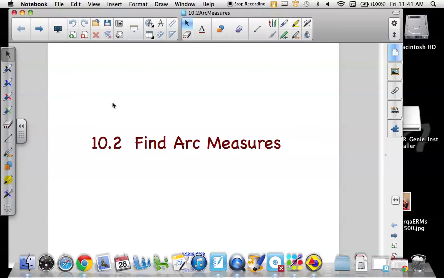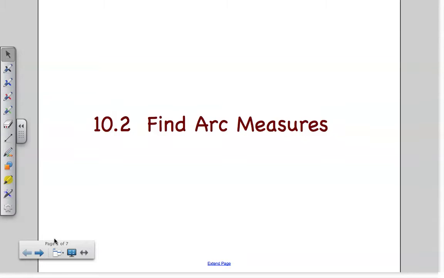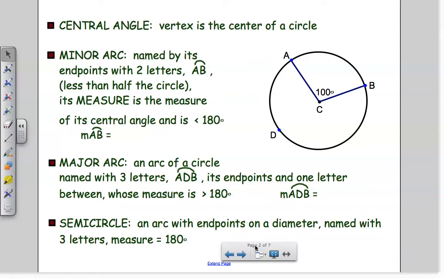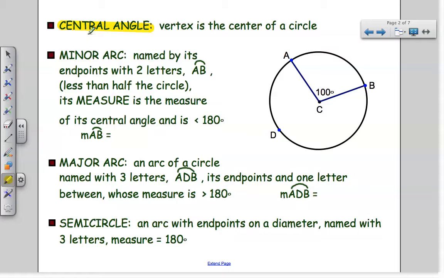In section 10.2, we're finding arc measures in circles. A lot of terms to start with. First of all, when we're finding arc measures, we need to know the central angle measures. And the fact that you have this word central, you're thinking center. It is an angle with its vertex at the center of the circle.